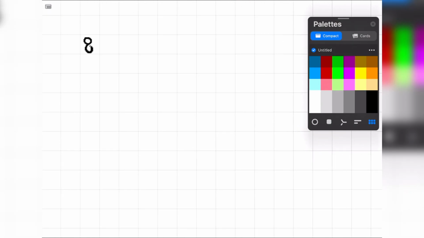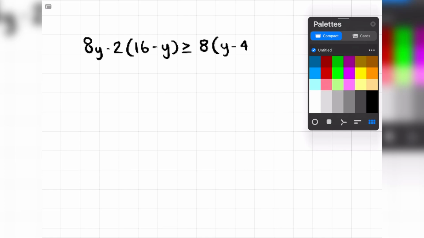Next question. Here we have a very interesting one. This is 8y minus 2(16 minus y) is greater than or equal to 8(y minus 4) plus 2y. So we've got twice the amount of parentheses here. Now, whenever something like this happens and you have a lot on your plate, don't get overwhelmed. Just do what you can. Solve it as easily as you can. Okay? Trust your math. Don't overthink it.